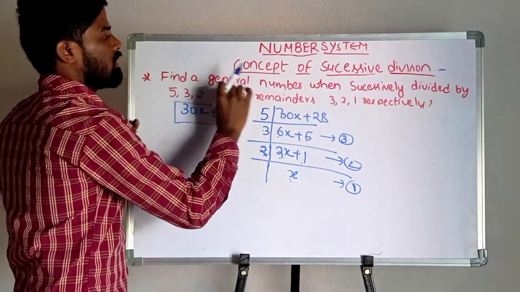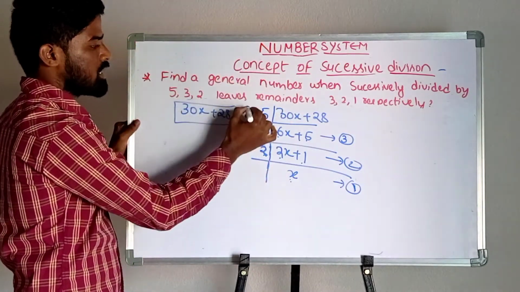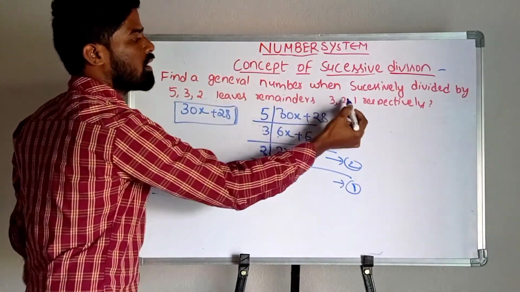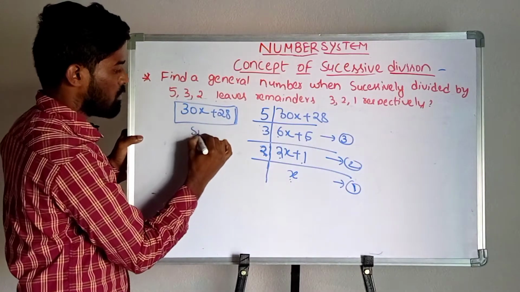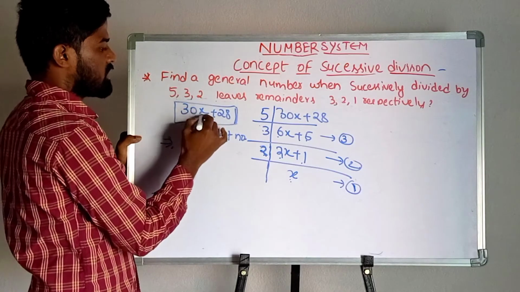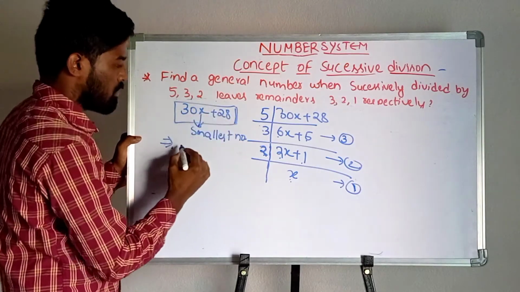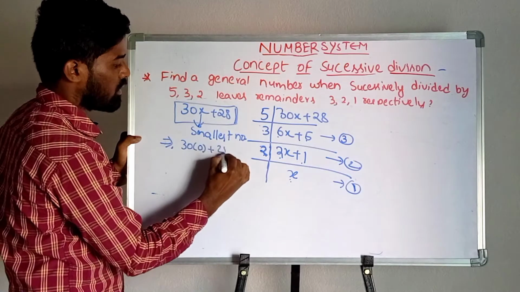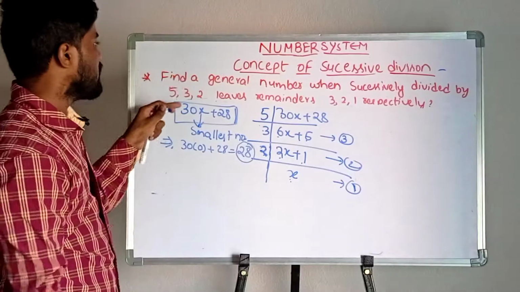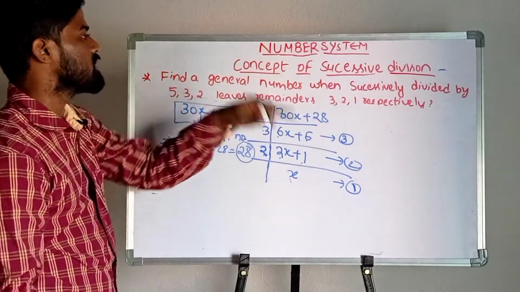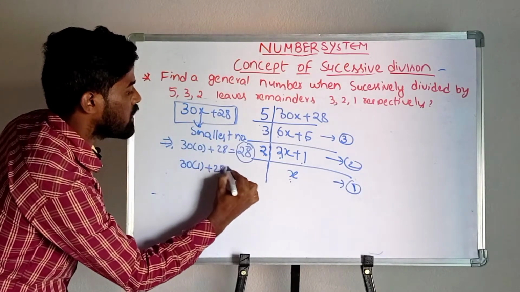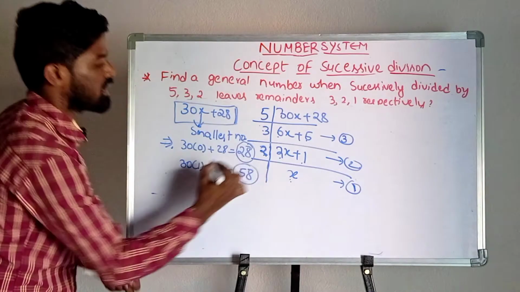If in the question it is asked to find the smallest such number that, when successively divided by 5, 3, 2, leaves remainders 3, 2, 1 respectively, we take x equal to 0. This number becomes the smallest, that is 30 into 0 plus 28, which becomes 28. 28 is the smallest number. If it is asked to find the second smallest number, we keep x as 1, 30 into 1 plus 28, which will become 58. This is the second smallest number.